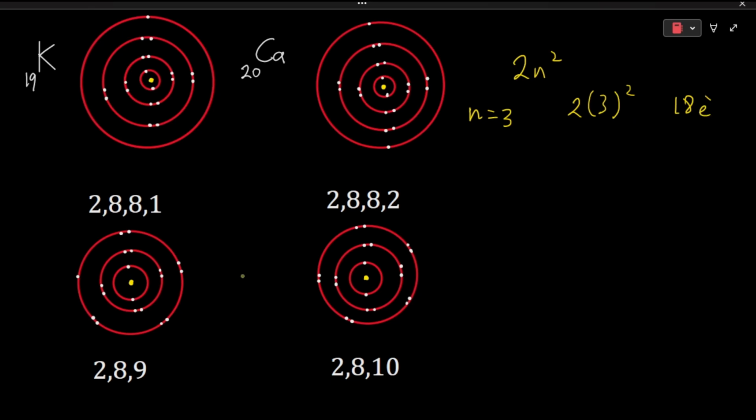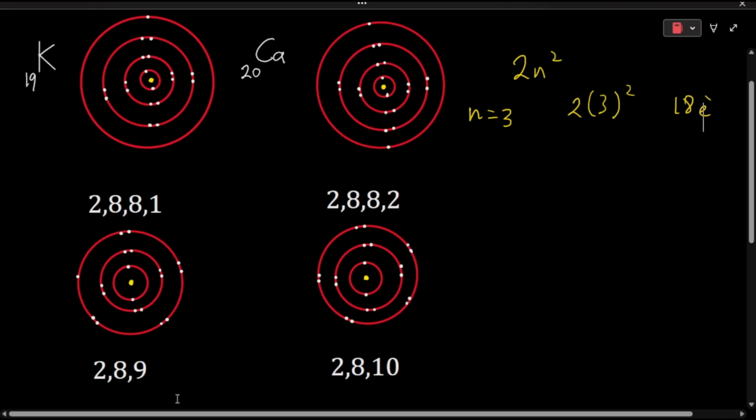So why then is the electron configuration of potassium not 2,8,9, but rather 2,8,8,1, and that of calcium not 2,8,10, but rather 2,8,8,2, when the maximum number of electrons that the third shell can take is 18?